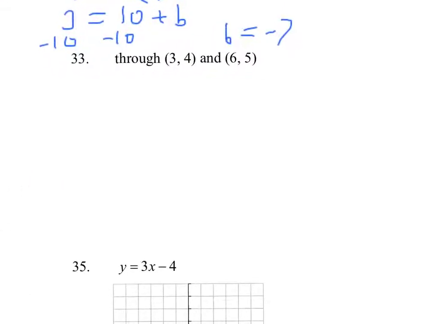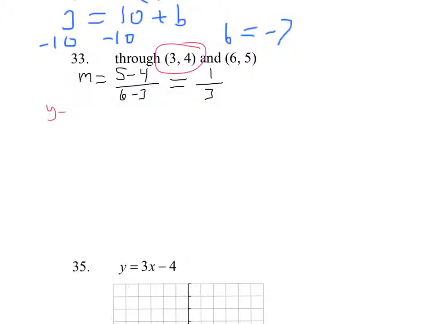Alright, 33. Now in 33, we don't know the slope, so before you do anything, let's figure out the slope. I'll do 5 minus 4 on top, 6 minus 3 on bottom, and I get 1/3 as my slope. Now you have a lot of choices. We have to pick one of these points to use. You really don't need them both. So pick one of them. It doesn't really matter which one you pick. I'll just pick this one. It comes first.